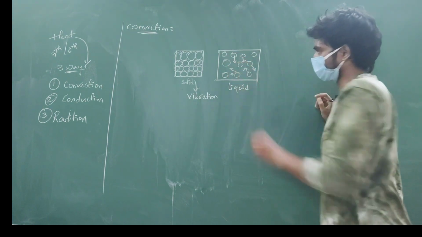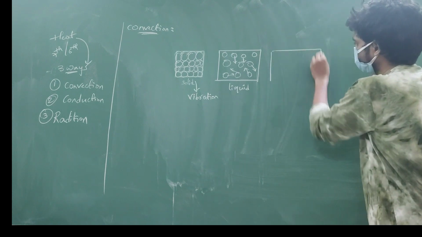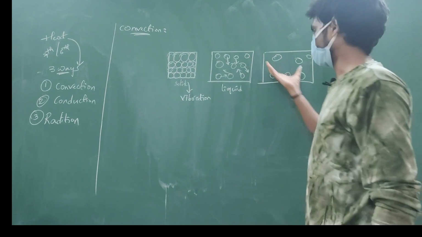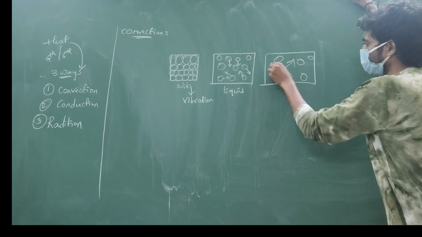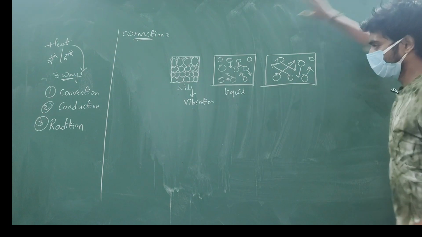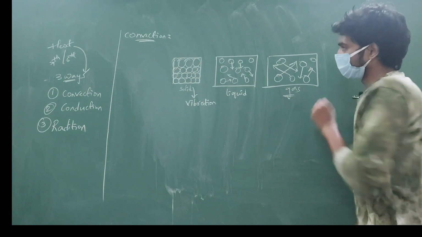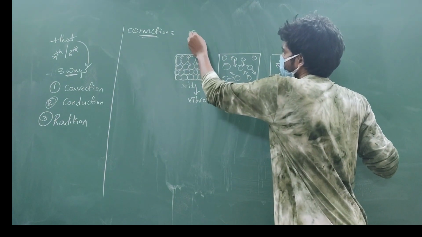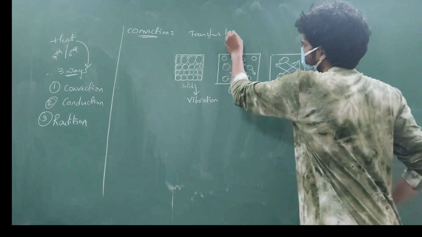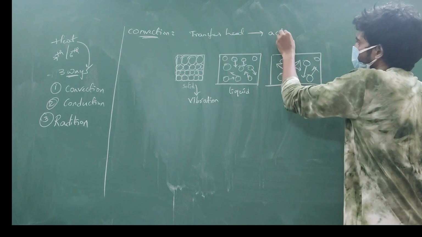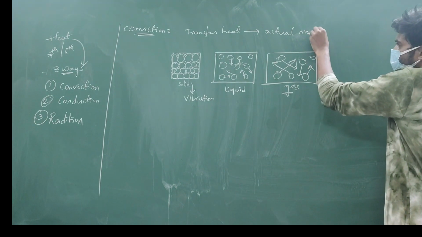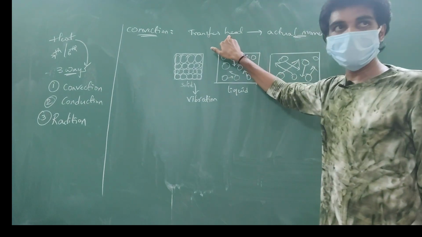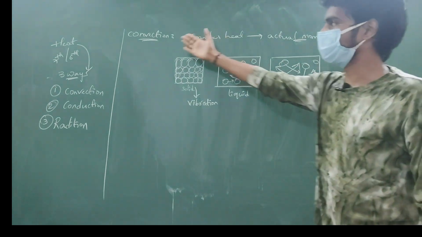There is actual movement of the particles here. And if you consider the gases, there is the most amount of gap present for them, so they tend to move much further distances compared to the liquids also. So if you consider the definition of convection, there is a transfer of heat that takes place through the actual movement of the particles. If there is a transfer of heat energy through actual movement of the particles, we will say it is convection.